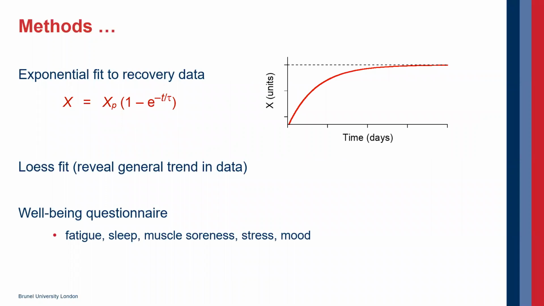So what we wanted to do was to monitor the recovery in the jump data. We fitted an exponential curve to the jump data, and we were trying to get a value for the time constant of this exponential recovery to baseline. In case the data didn't quite follow an exponential fit, we also had a LOWESS fit to the data, so this would show the general trend in the data.